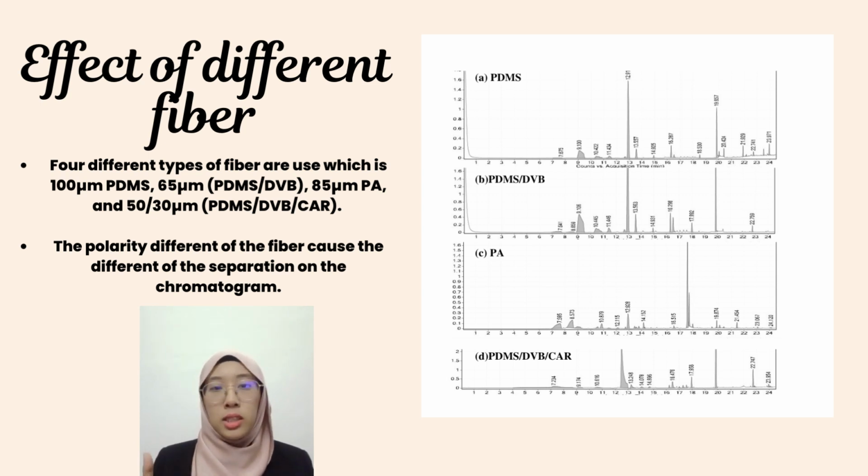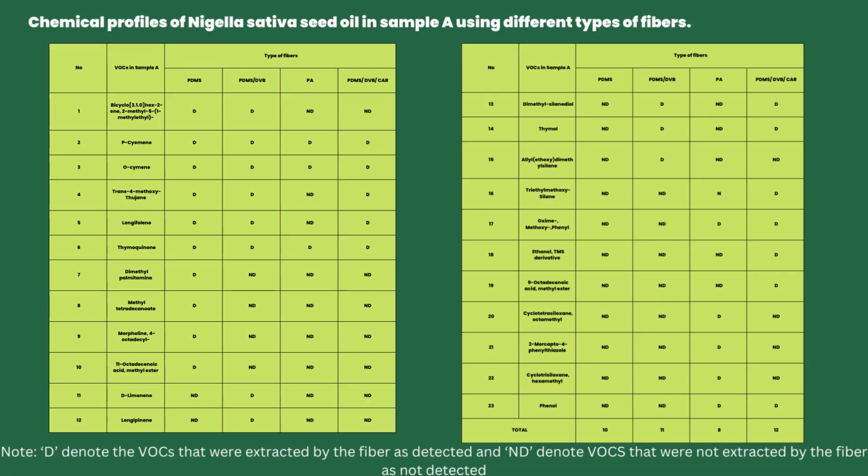From the data, the VOCs obtained by each fiber are: PDMS detected 10 VOCs, PDMS/DVB obtained 11 VOCs, PA obtained 8 VOCs, and the mixed fiber obtained 12 VOCs.